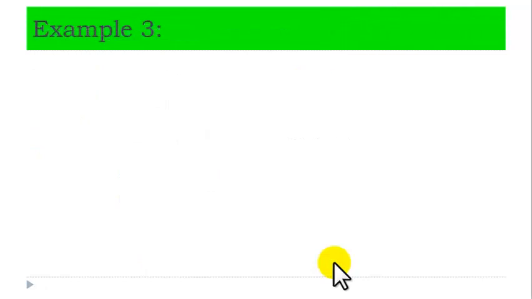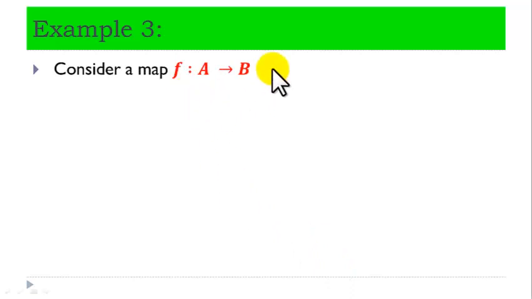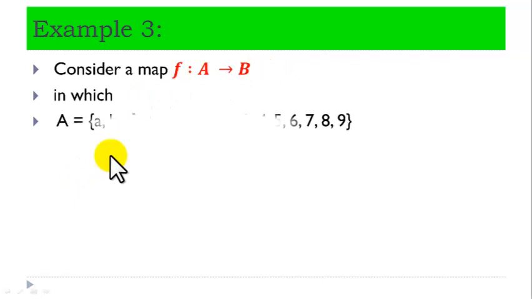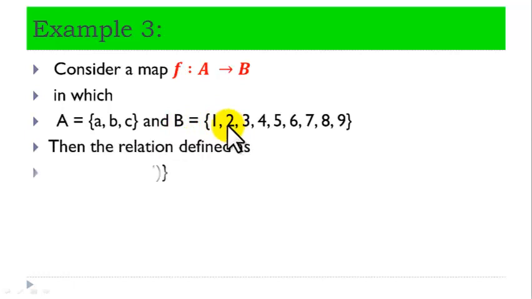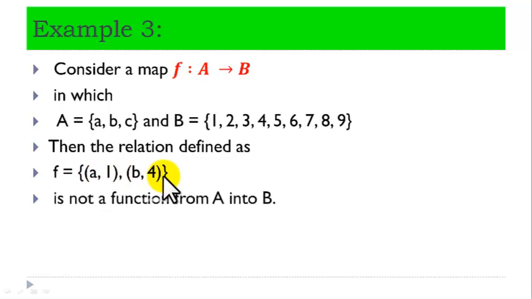Example number 3. Consider a map f from A to B in which A is a set of elements a, b, c and B is a set of elements 1, 2 to 9. Then the relation defined as follows: f equal to the set of pairs (a,1), (b,4). This relation is not a function from A into B. Why?